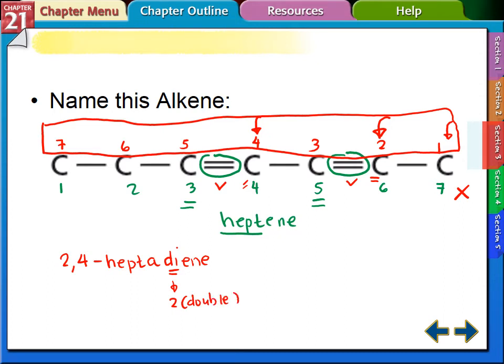So this means that if I will have another double bond between carbons 7 and 6, then the proper name would be 2, 4, 6 hepta, and instead of saying di, since there are 3 double bonds, we call it heptatriene. Triene means 3 double bonds. So we have heptatriene.